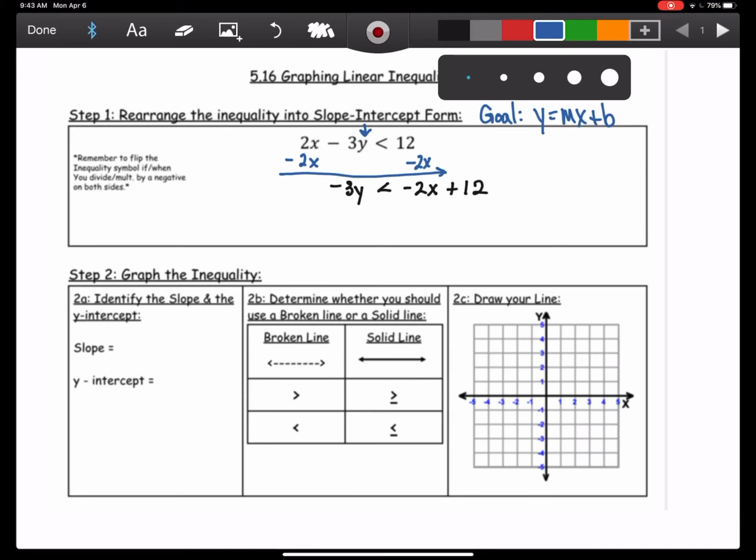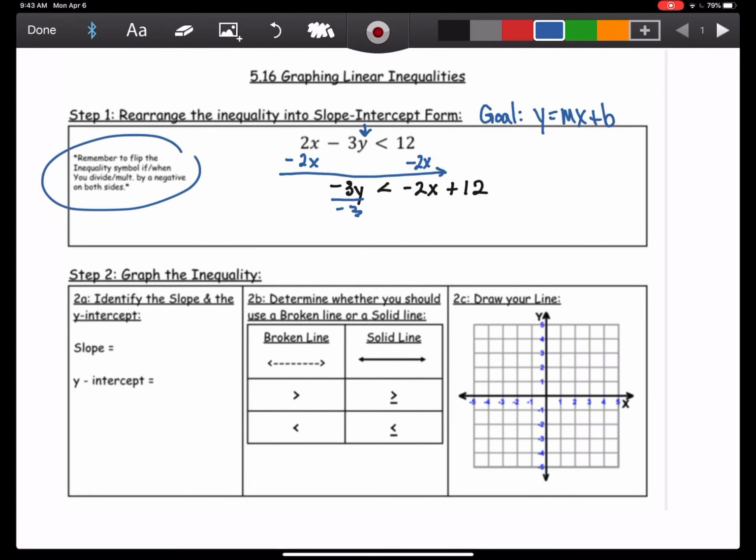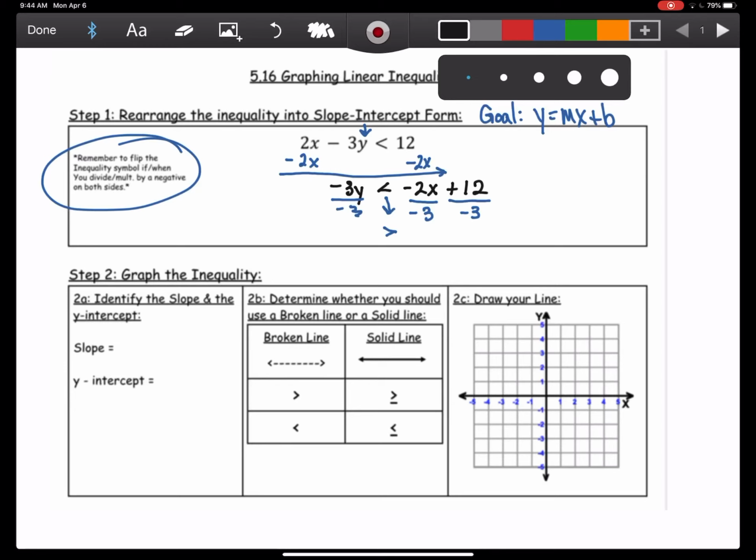Now I look at this and I say, okay, my y is still not alone, so I need to divide out the negative 3. And if I divide out the negative 3, I need to think about reversing the inequality symbol, flipping the symbol. Because when I divide by a negative number, I have to flip my inequality symbol. So I divide everything by that negative 3. And then I get my new inequality of y is greater than 2/3 x minus 4.